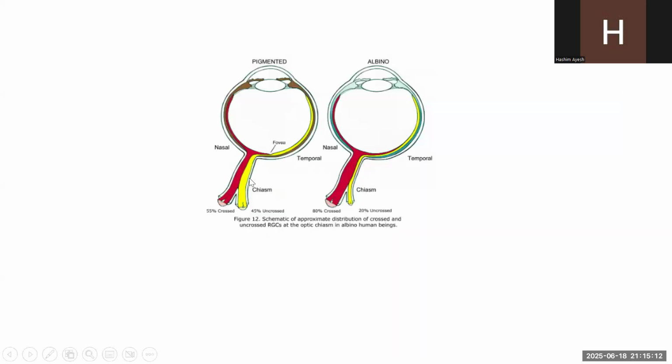And here's just a diagram of a pigmented and albino eye. You can see in the pigmented one, the pigmentation that's apparent, as well as, if you look further down in the normal eye with normal production of melanin, there is not as much crossing between the retinal ganglion cell fibers and the chiasm. However, when you look at the albino, there's significantly more crossing.